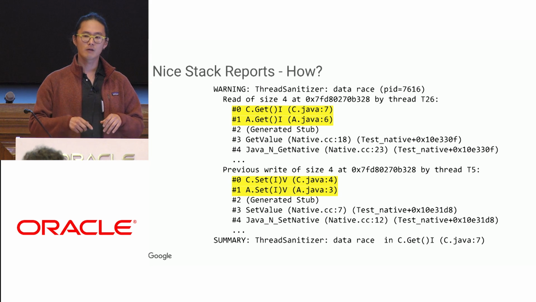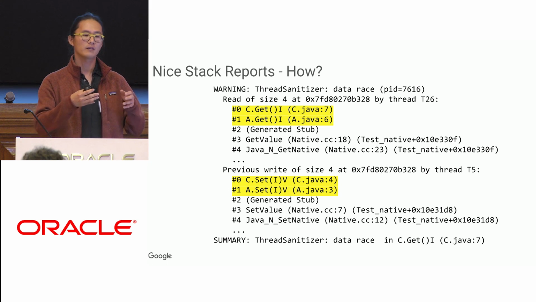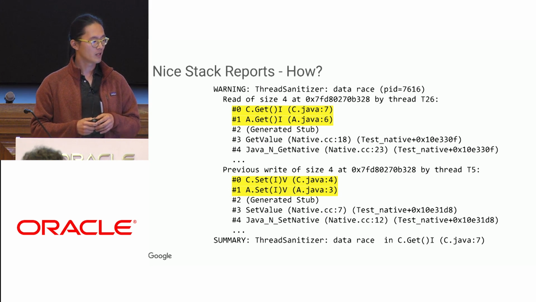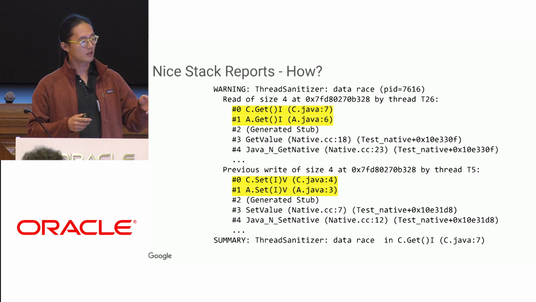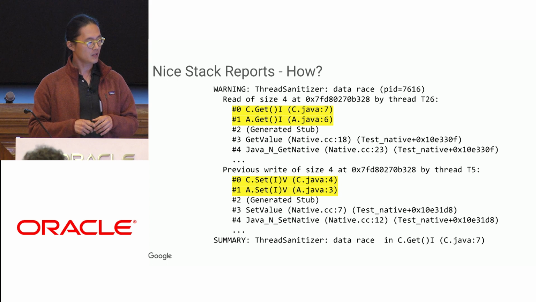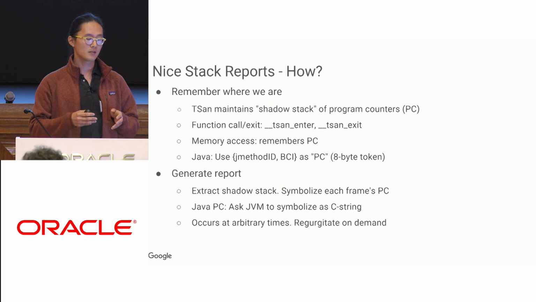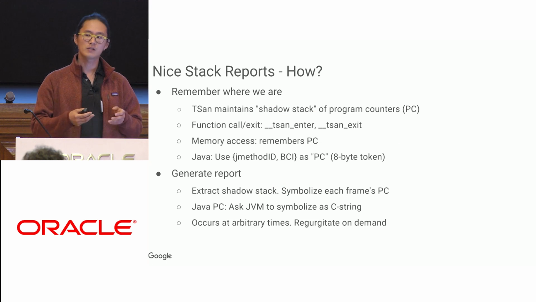So that all gets us to the place of, okay, here's a data race, and now we can talk about how we get this stack report. In particular, how do we get the top two frames of the stack? So the basic approach is, for native code, TSAN takes program counters as 8-byte tokens and maintains what they call a shadow stack.